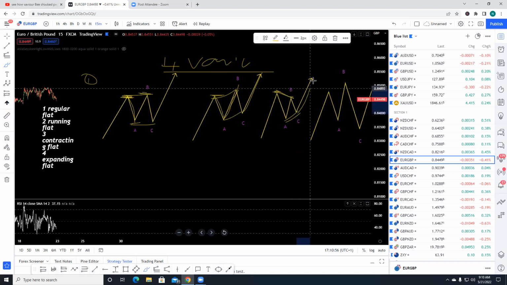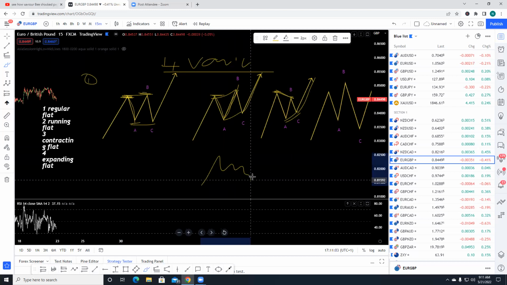And then you now have a continuation to the upside. Remember, I told you, the essence of corrective structure is that when you have an impulse, you have a correction and you have a move.